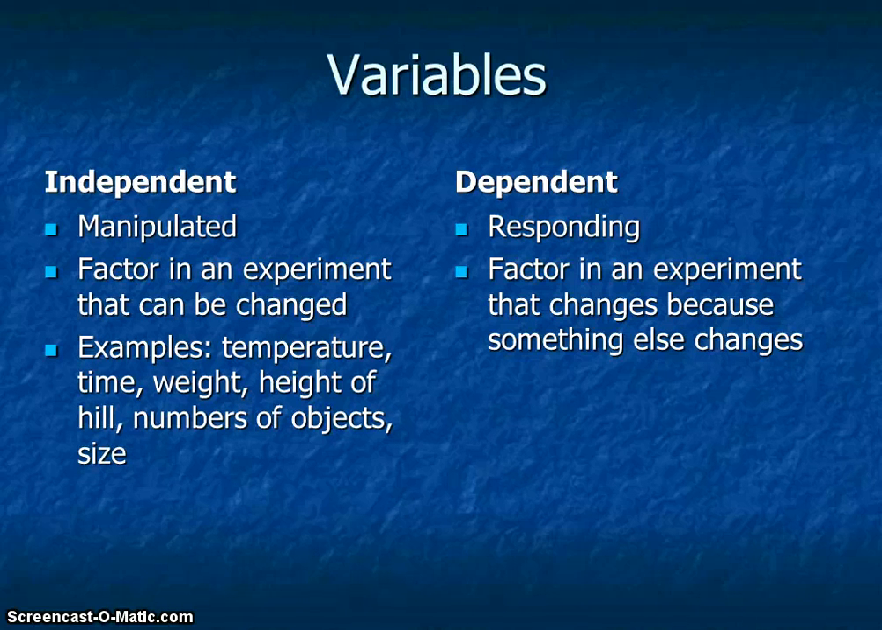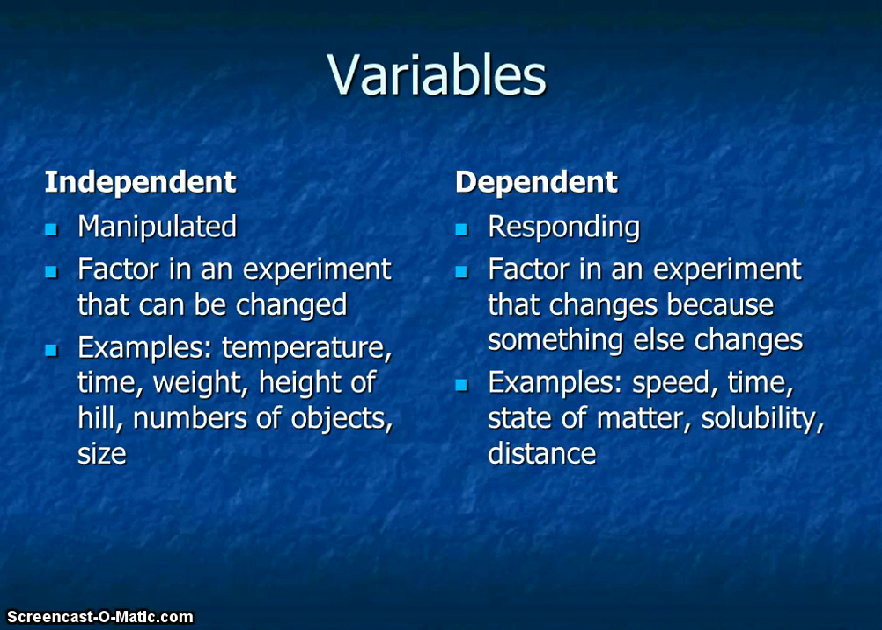Other examples of things that can change as independent variables: you can change the amount of time a reaction is happening. You can change the weight of an object if you were testing the bounciness of it. You can change the height of a hill if you're driving a car or talking about the speed of something. You can change the number of objects that you're testing, or the number of objects in a container. And you can change the size of something. So you could have a balloon that is the size of a basketball or a balloon that's the size of a baseball and see if there's a difference in your experiment.